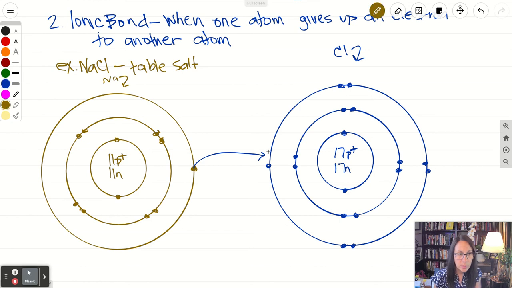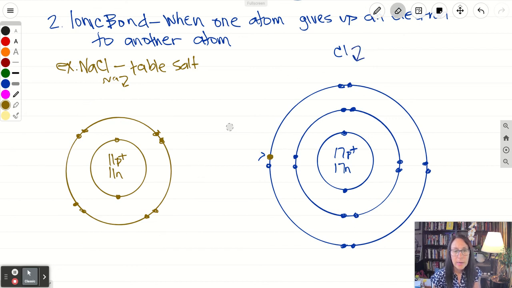So I'm going to draw this brown electron and put it here. And then what's going to happen is this electron disappears. And so now it doesn't have that shell anymore. So it loses the whole shell. And now this second shell is full with 8 electrons. So now sodium is stable with an outer shell with 8, and chlorine is stable with an outer shell of 8.